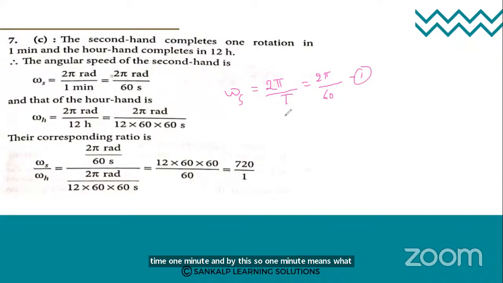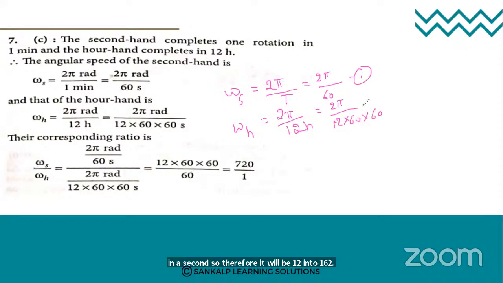So similarly for the hour hand, this is 2 pi divided by 12 hours. You need to convert it into seconds. So therefore, it will be 12 into 60 into 60, right? So now here what we need to do, they are asking you the ratio.